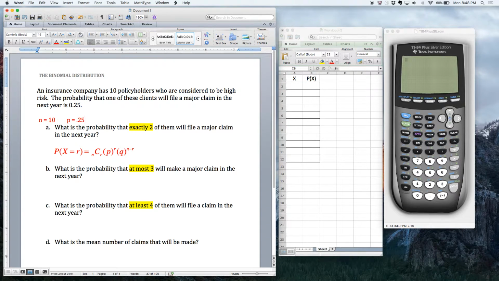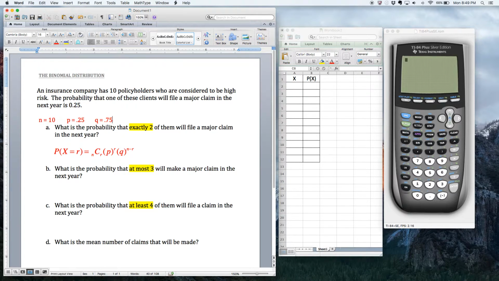Now remember, when you're given P, you're not explicitly given Q, but you should just know by common sense what Q is, because P and Q have to add to 1 by the theorem of total probability. So if P, the probability of filing a claim, is 25%, then obviously the probability of not filing a claim, which is Q, must be 75%, and we'll write that as 0.75.